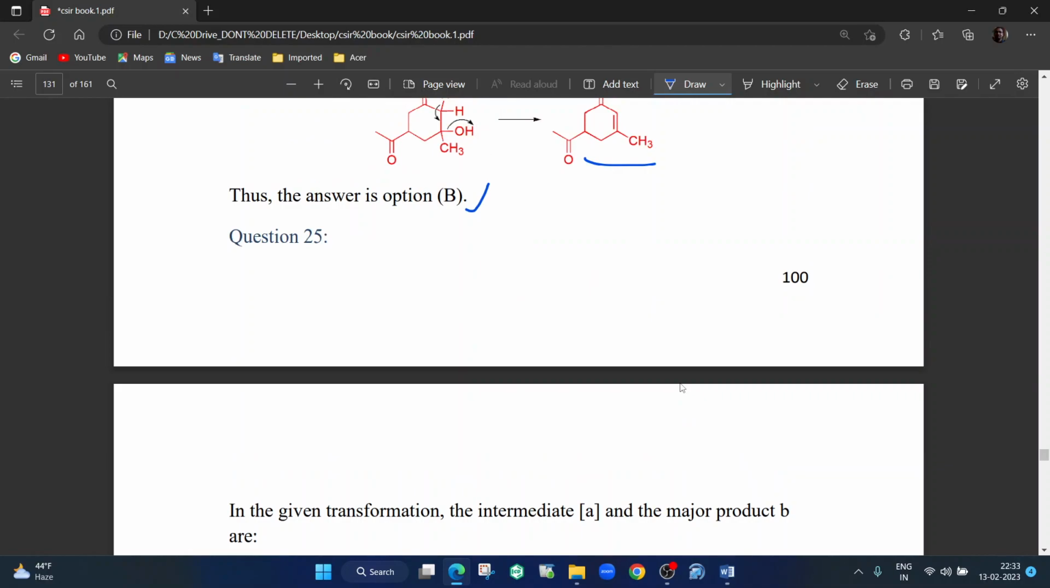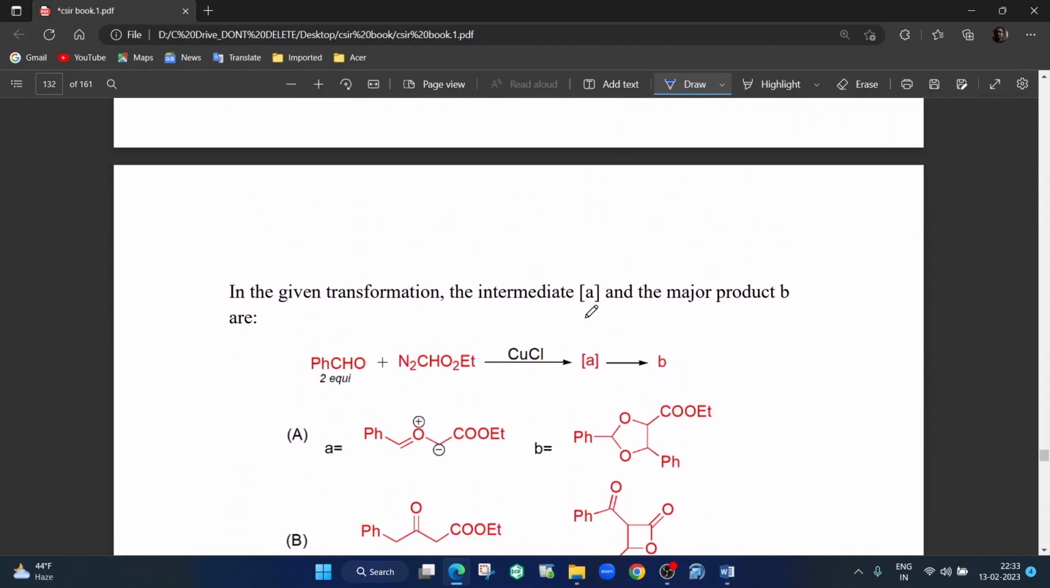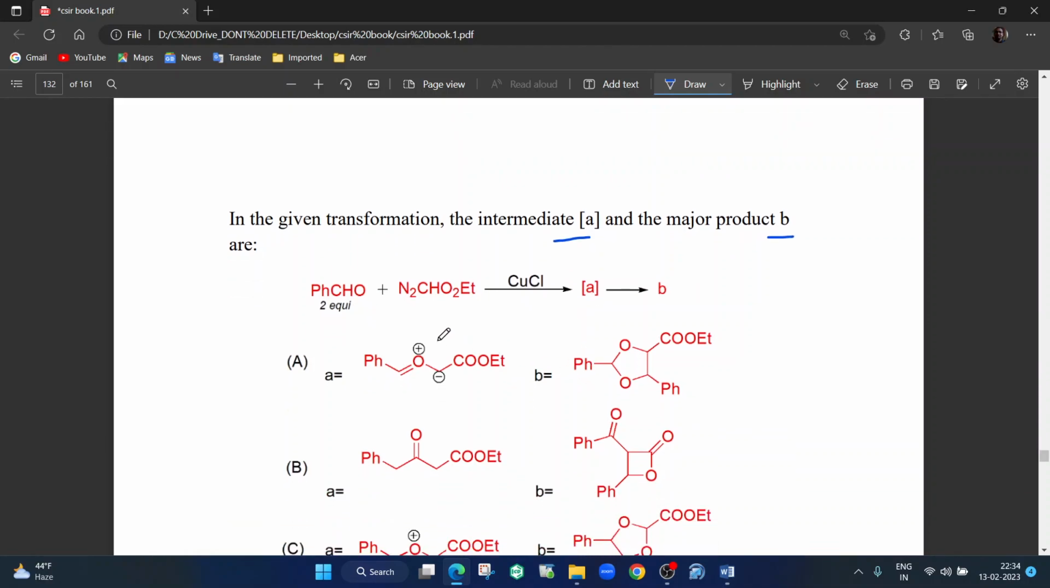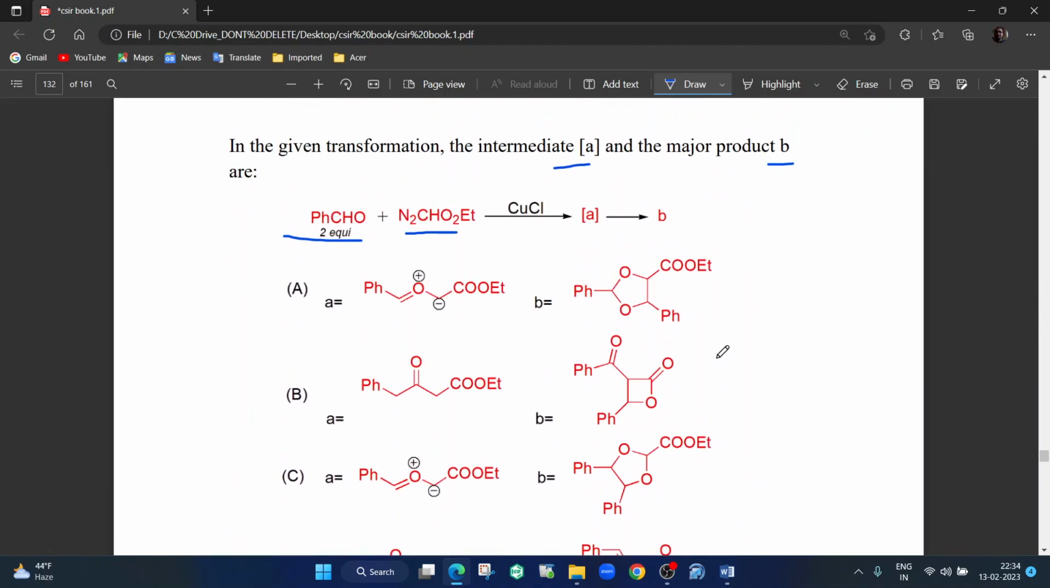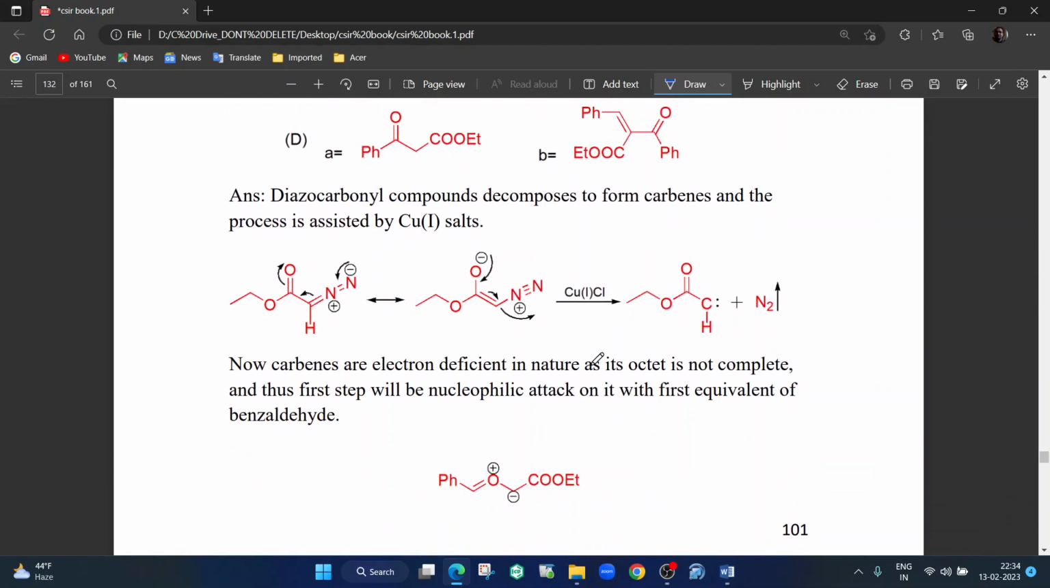Next question. In the given transformation, what is intermediate A and what is the major product B? So you are having benzaldehyde, 2 equivalents, you are having this molecule, N2CHCO2Et, CuCl. So this was an interesting question. Basically, this is N2CHCOOEt. So this is a precursor for carbene.